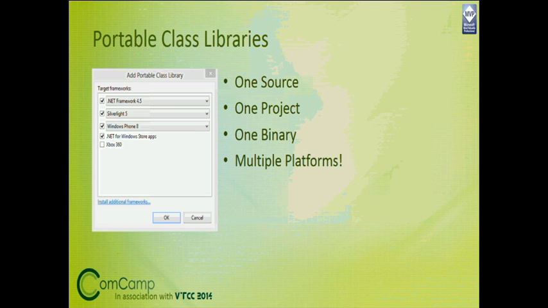Like system.io, which should be available. Let's assume system.io will be available across all these different platforms, so I can use it. But if suppose I say Bluetooth, there is a chance that Silverlight may not have Bluetooth support. So in that case, Bluetooth APIs will be skipped. So depending on the frameworks that you have selected, you see different options or different references in your project. So using portable class libraries, you can have one source, one project and one binary, which you can reuse across multiple platforms. I will show you how to do it in a while.